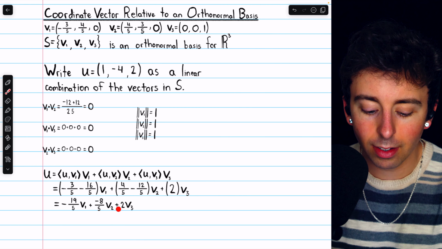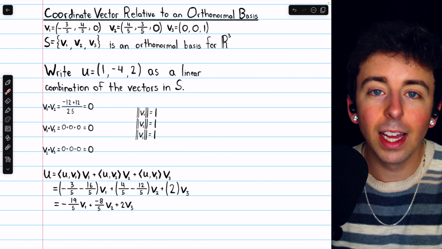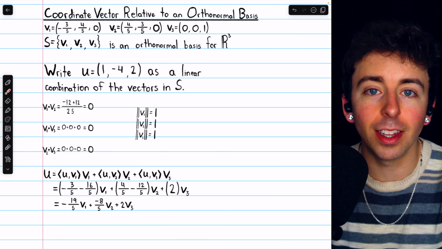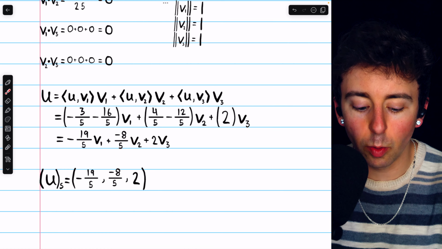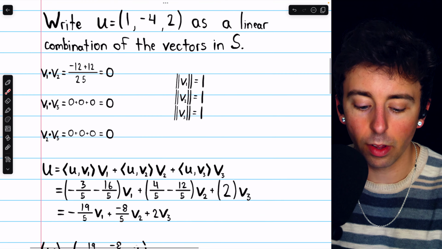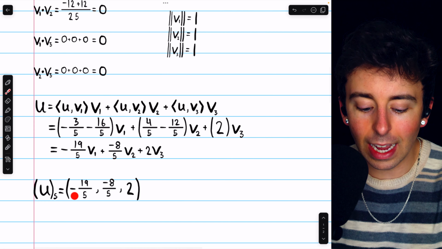These coefficients of v1, v2, and v3 can be used to write the coordinate vector of u relative to this basis. So the coordinate vector of u relative to the basis S consisting of those three orthonormal vectors is negative 19/5, negative 8/5, 2.